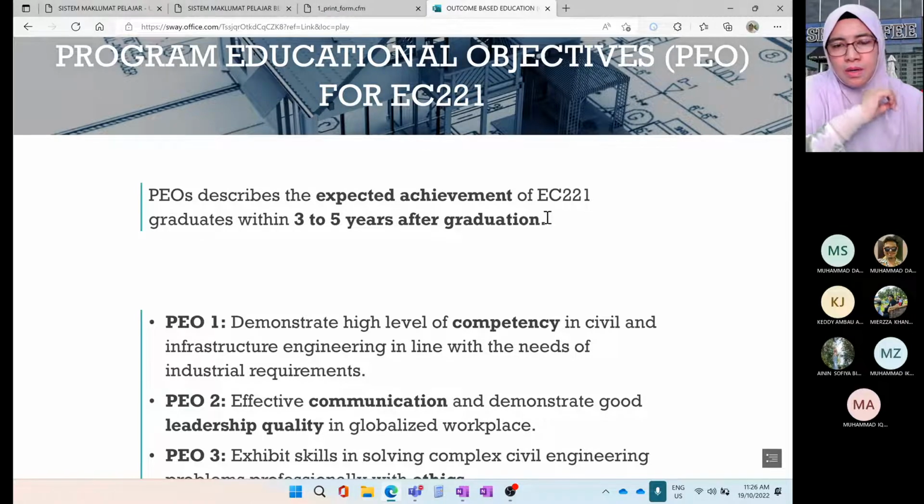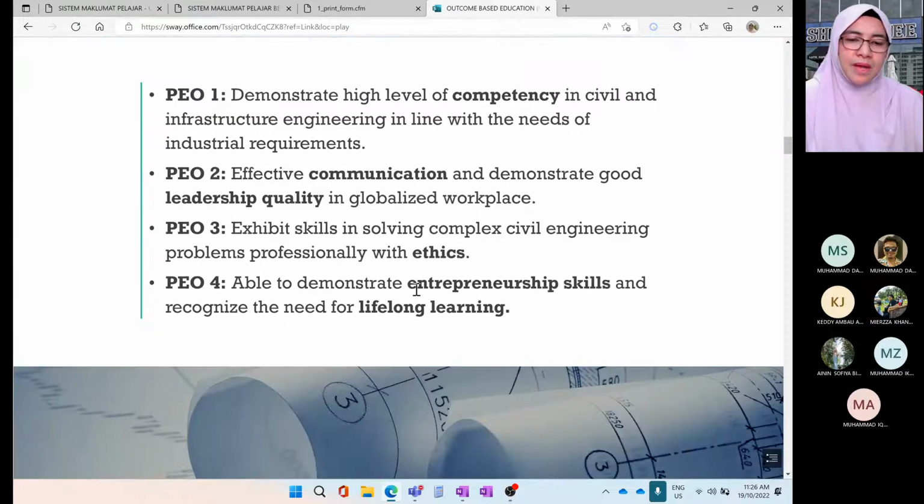Program educational objective is your achievement 3 to 5 years after graduation. So we will invite you back after 5 years to see whether your KPIs have been achieved. And this is very, very important because this is one important element that the EAC visitors and auditors checked last week, during the visit last week. So it is very, very important.